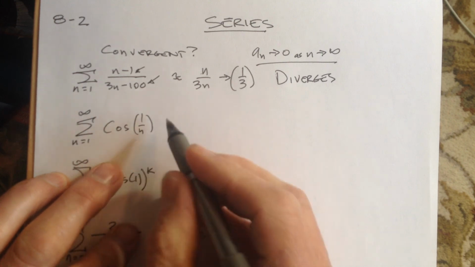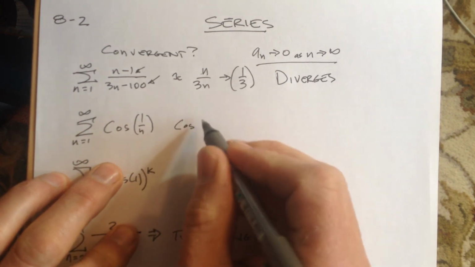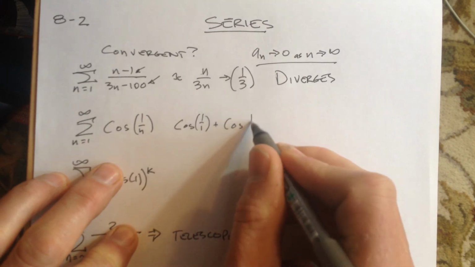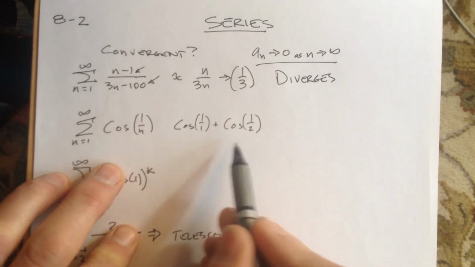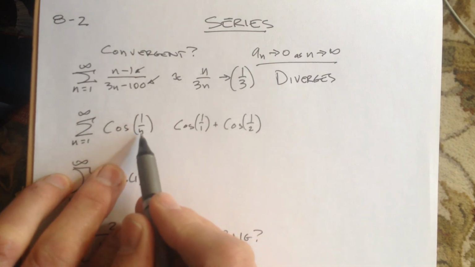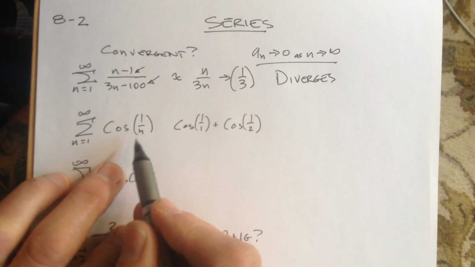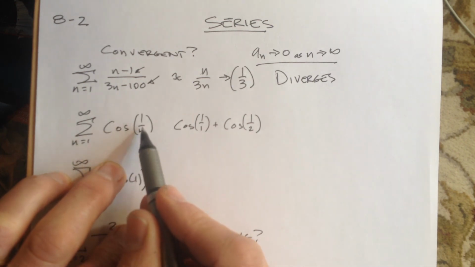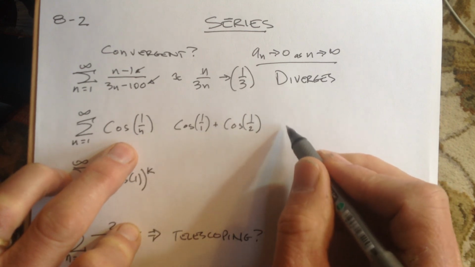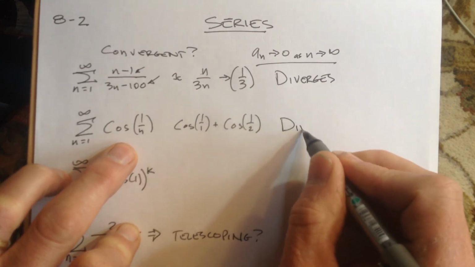So what's happening here? We're adding up the cosine of 1 over 1 plus then the cosine of 1 over 2. We're adding up individual things where 1 over n is going towards 0, and then the cosine of 0 is going to be 1. So essentially, in the end, we're adding 1 plus 1 plus 1. So this one also diverges.